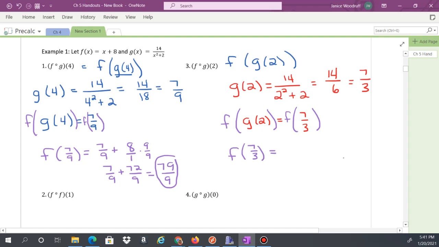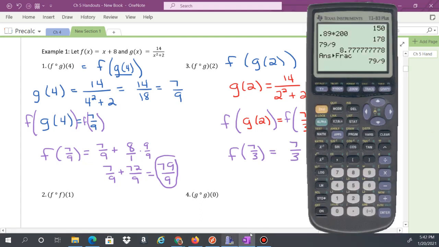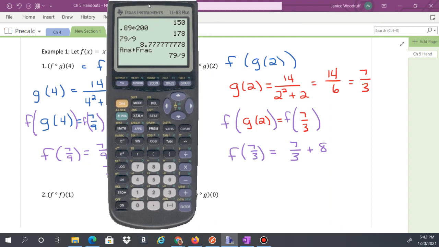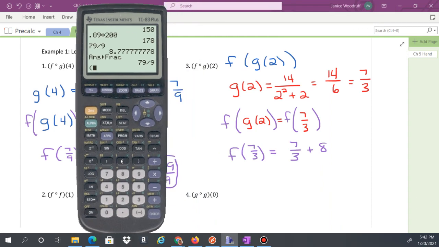So f of 7/3 is going to be 7/3 plus 8. I'm just going to do this in the calculator. The fraction will go in parentheses, so 7 divided by 3, and then plus 8. That gives you 10.3, which as a fraction, if I go math, enter, enter, is 31/3.